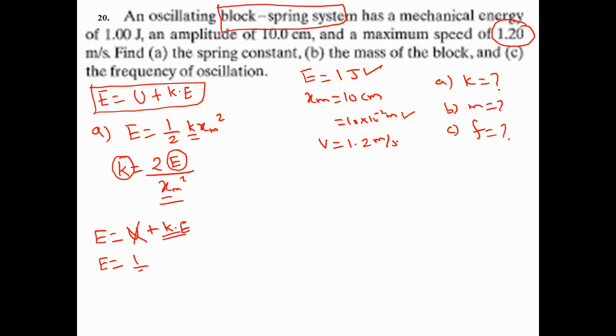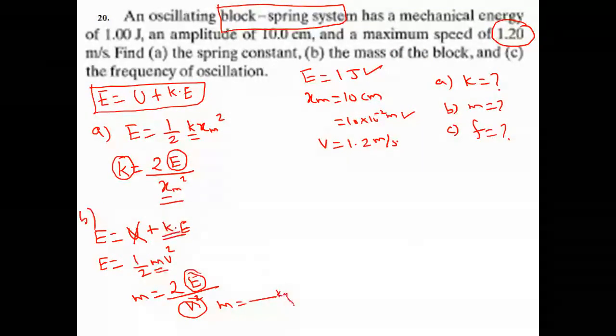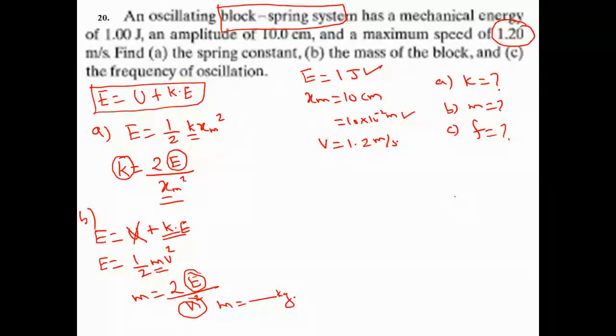What is the formula for kinetic energy? Half mv square. From this formula, I can find the mass. Therefore, my mass is equal to 2 multiplied by energy divided by v square. Energy is given in the question. Your maximum speed is given in the question. You can easily find the mass. Clear? Okay, what is your third question?